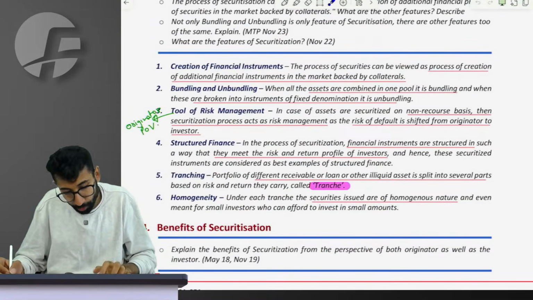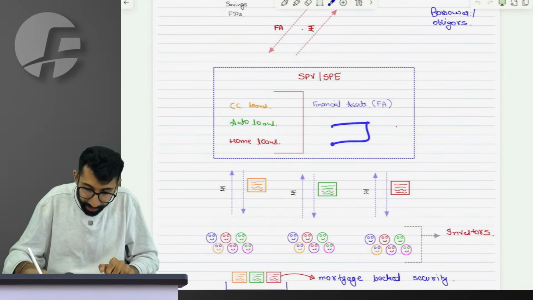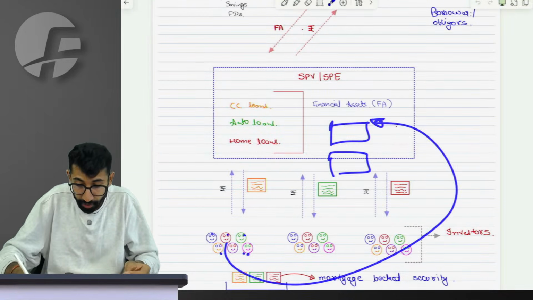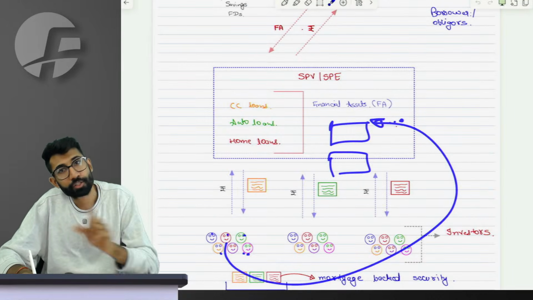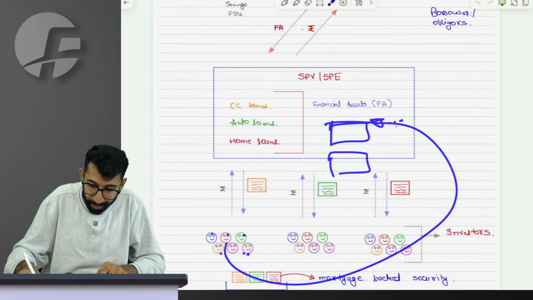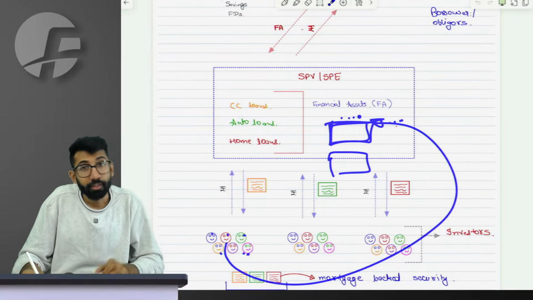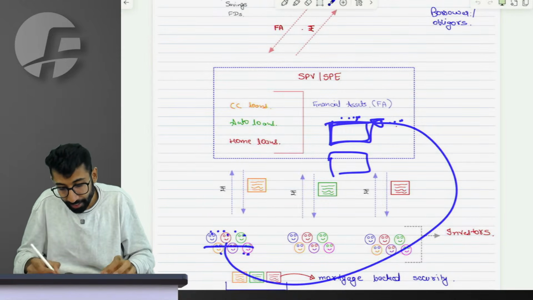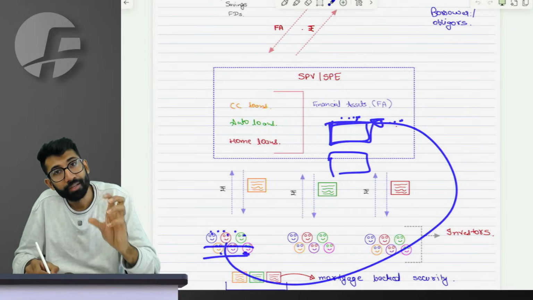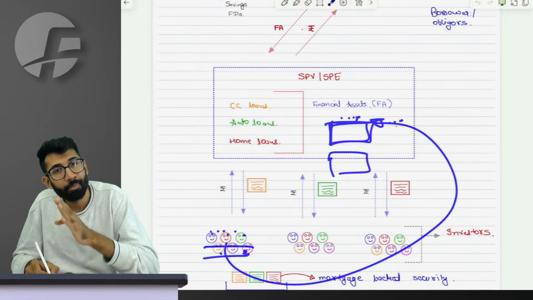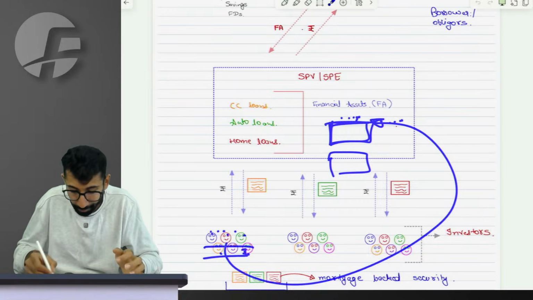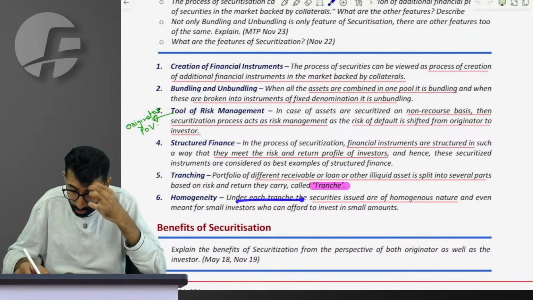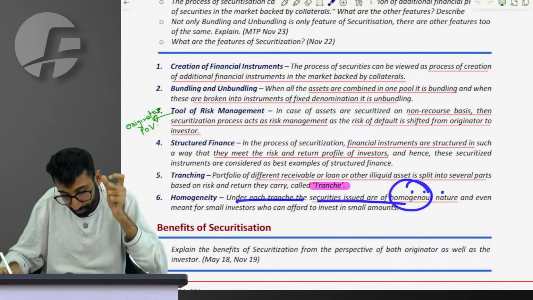Wait. Homogeneity. Perfect. Within a tranche, if there are 6 investors or say 1,000 investors investing, then all the investors will have the homogeneous benefit, which means each security within a tranche will be the same for all the investors. Like if a particular amount is paid in that category, the same amount will be paid to all the investors in that category. That is what this concept is. Under each tranche, the securities issued are homogeneous, same in nature.